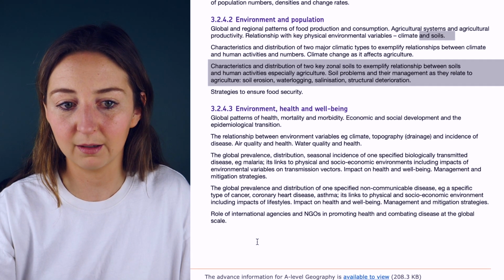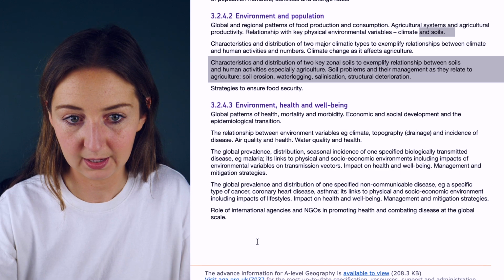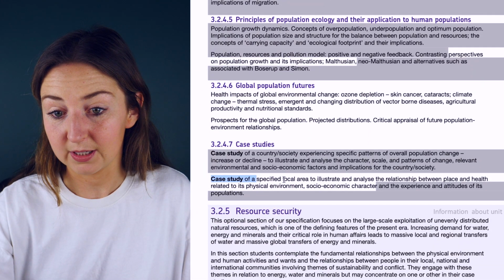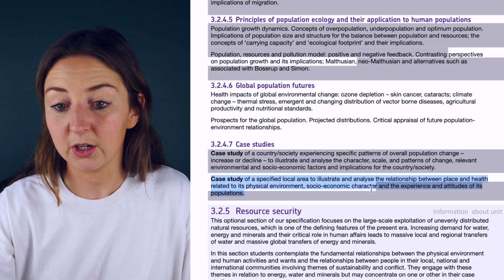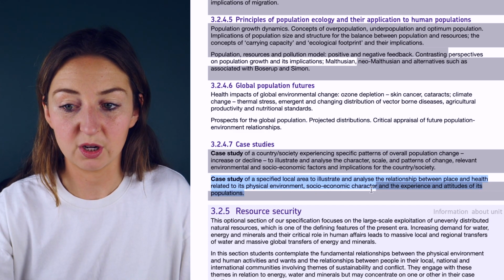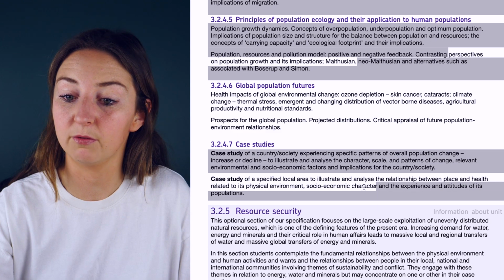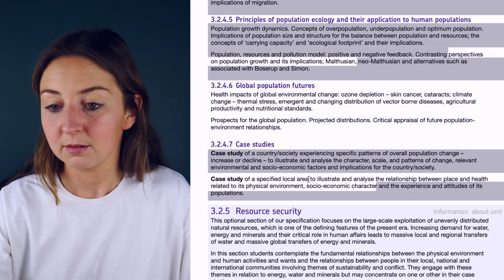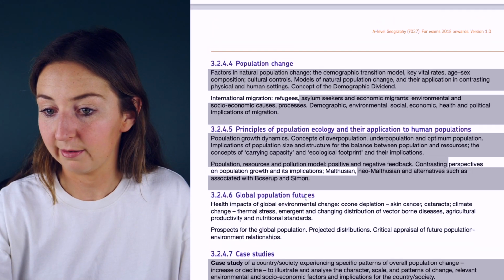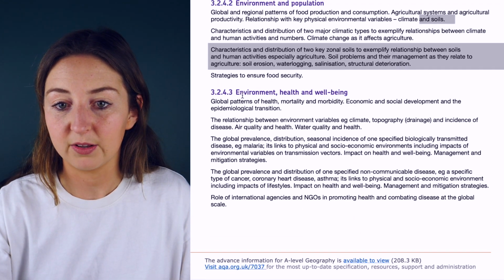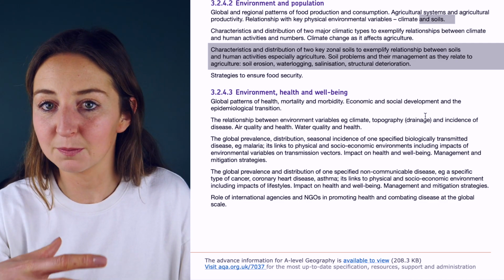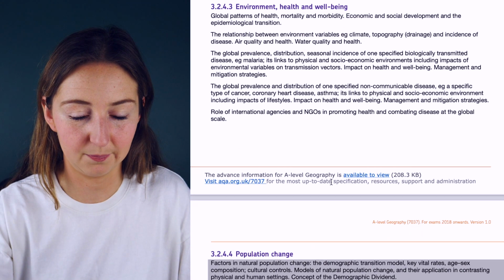Environmental health and well-being is all in. And your case study, which is included, is a specified local area to illustrate and analyse the relationship between place and health related to physical environment and socioeconomic character. So that would link to your local area between place and health. And so this kind of links to this part here. So you can see that is potentially something really to focus on as well.